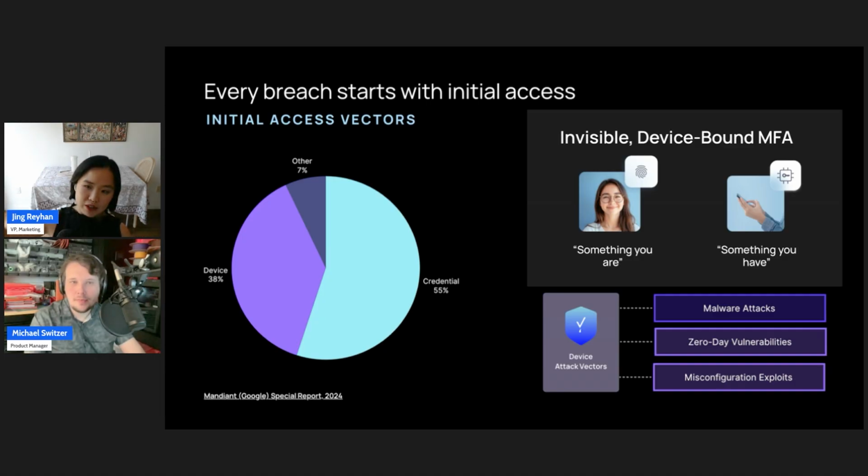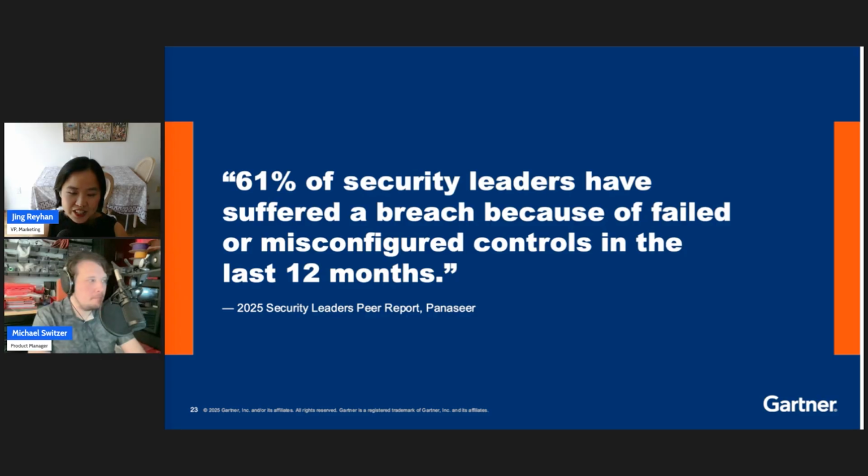So what can we do about this, right? Well, on one part, Beyond Identity delivers invisible device-bound MFA. You authenticate with something you are, a local device biometric, and something you have. These possession and inherence factors are not stealable. They're phishing resistant and they defend against all of the credential vectors, right? But when it comes to device attack vectors, I saw this very fascinating stat from Gartner, which says that 61% of security leaders have suffered a security breach because of misconfigured controls.